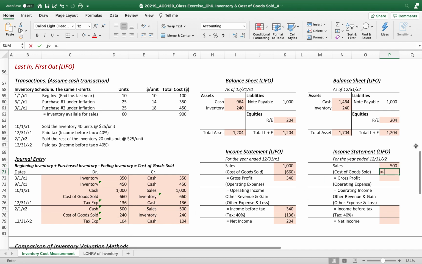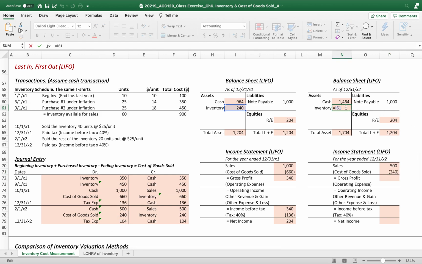Cost of goods sold is 240, and then inventory, because we sold the remaining inventory. Then the gross profit is the difference between the sales and the cost of goods sold. And then income before tax is 260. And then this tax amount is $104.